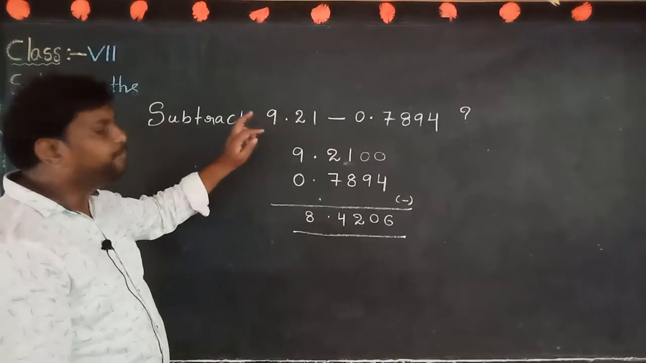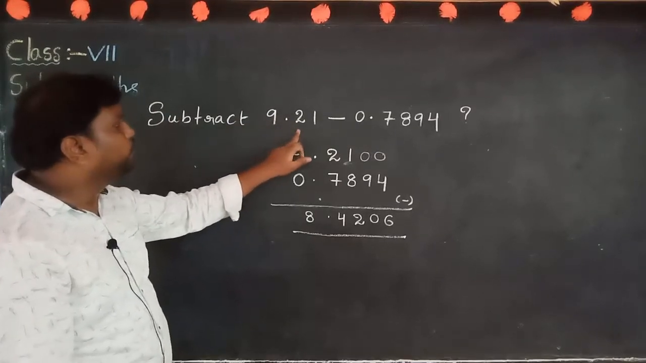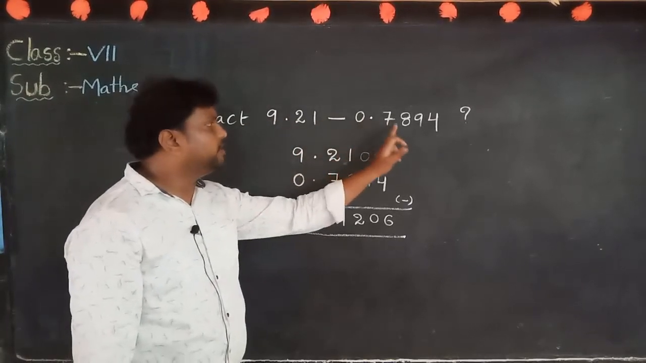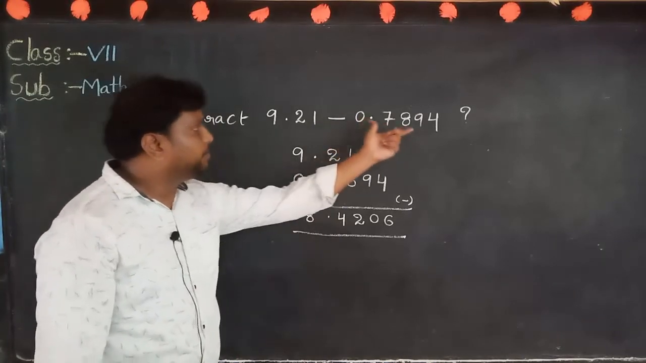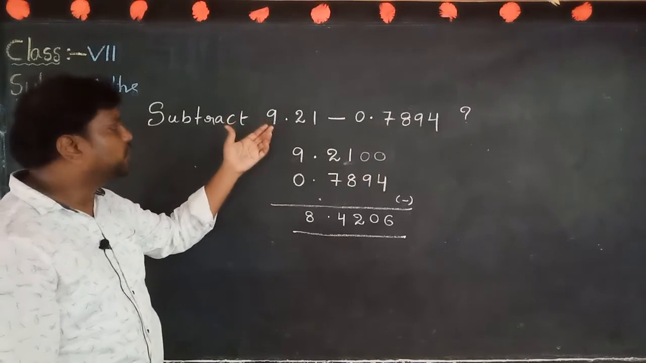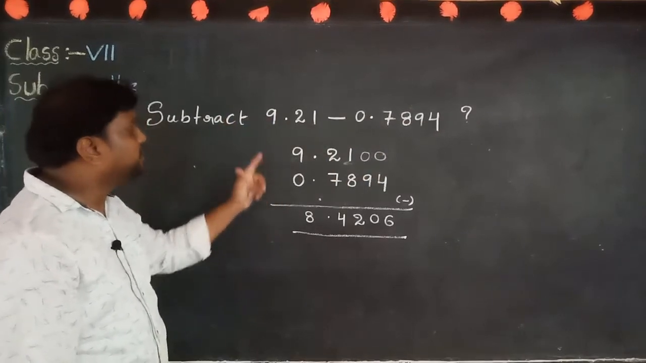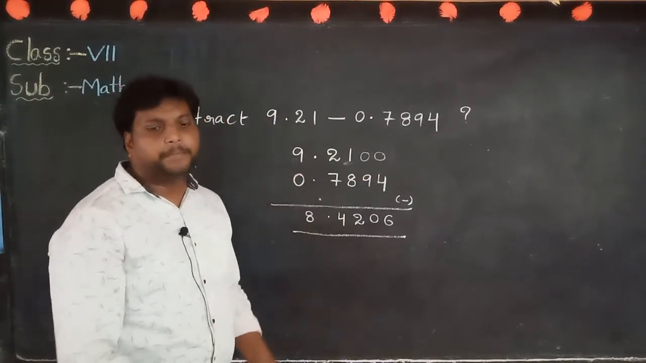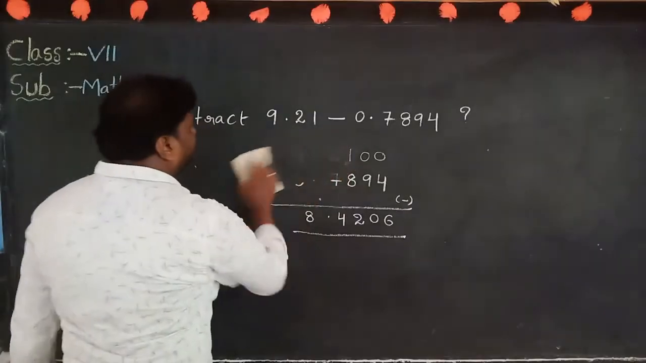Again I will explain. First of all, check it. This is 9.21 minus 0.7894. Your number of digits is more in the second, but we have to check which whole part is more. That value is totally more, so subtraction is possible. Take it based upon the decimal part and do it. One more problem we will explain.